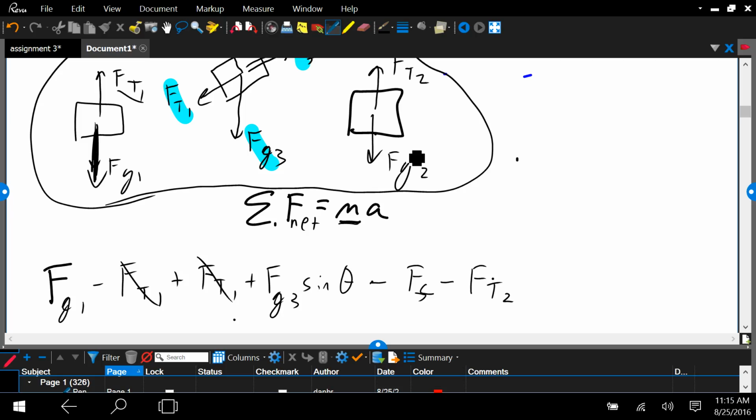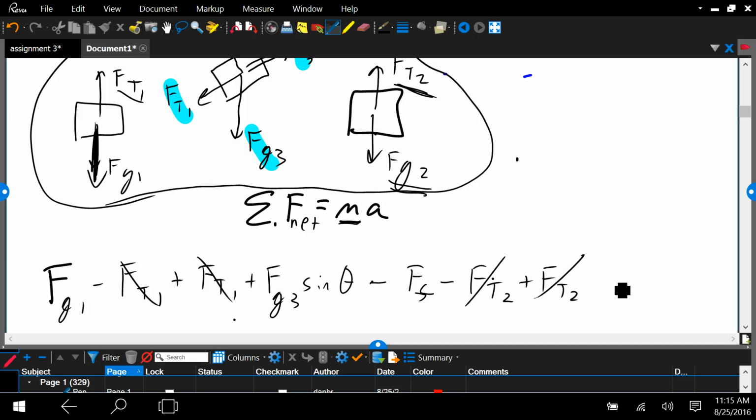Now we come to our last mass. This first term, force of tension 2 right here, is in the direction of the acceleration. It's positive. Gravity in this case is pointing against the motion, against the acceleration, and it is going to be negative. So I'm going to add FT2.